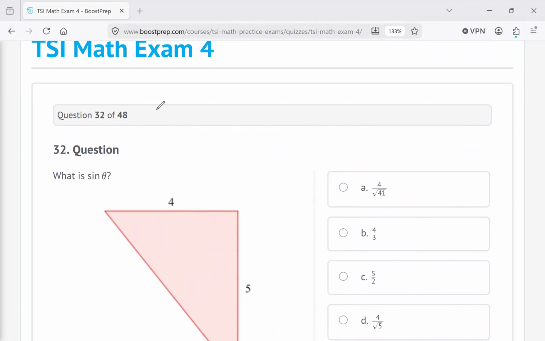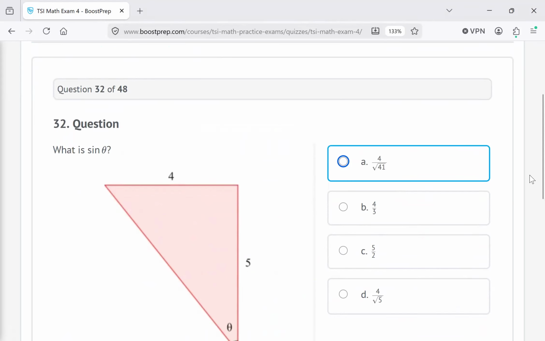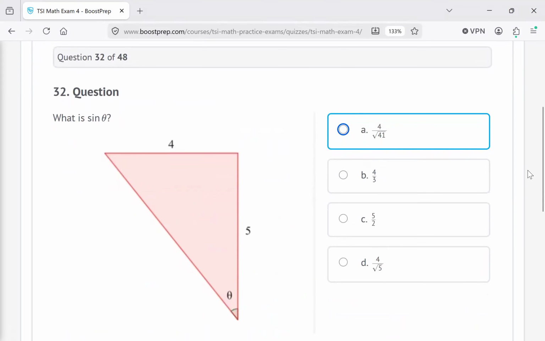What is it? Okay, this one we have a right triangle. We have two known legs, a leg 4 and a 5, and then we have this angle. They want to know what is sine theta. So it's a right triangle, so you're definitely going to use SOHCAHTOA.